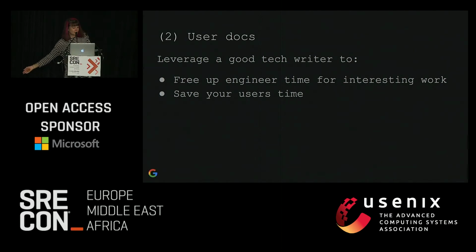Okay, so on to bucket 2, which is user docs. So chances are that the most satisfying, enjoyable, and rewarding part of your job is engineering work. It's not writing, right? So you'll be creating a tool or automation, fixing a problem, or redesigning infrastructure. You probably don't enjoy answering the same questions from users over and over, or making the use cases for using your product or service to users over and over. So ultimately, good user documentation is going to free up engineer time for more interesting work and save your users time.